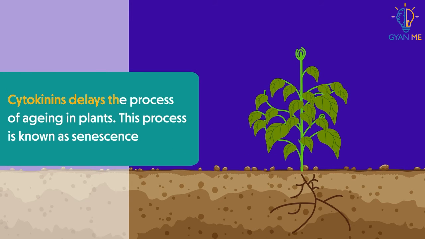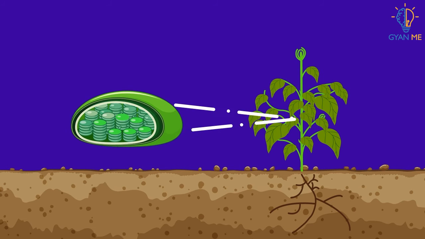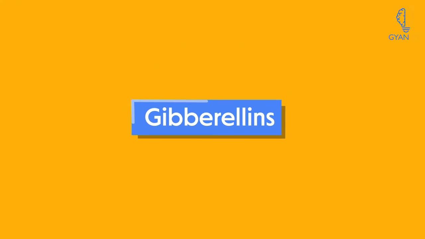Cytokinins delay the process of aging in plants. This process of aging is known as senescence. They also promote chloroplast development, which helps plant in photosynthesis. Now let's see about gibberellins.